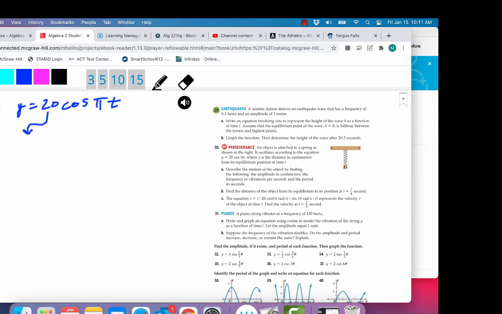Amplitude is 20, the absolute value of 20. Okay. And then I have the frequency and period. I would use this to find the period. Remember, this is the value of b.